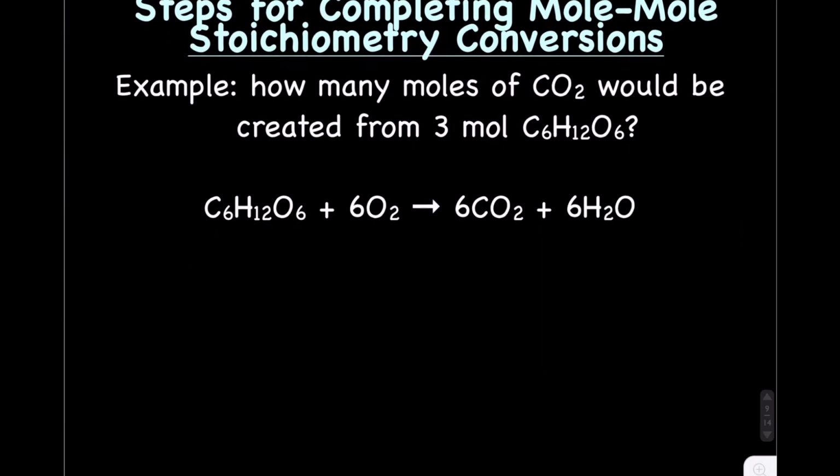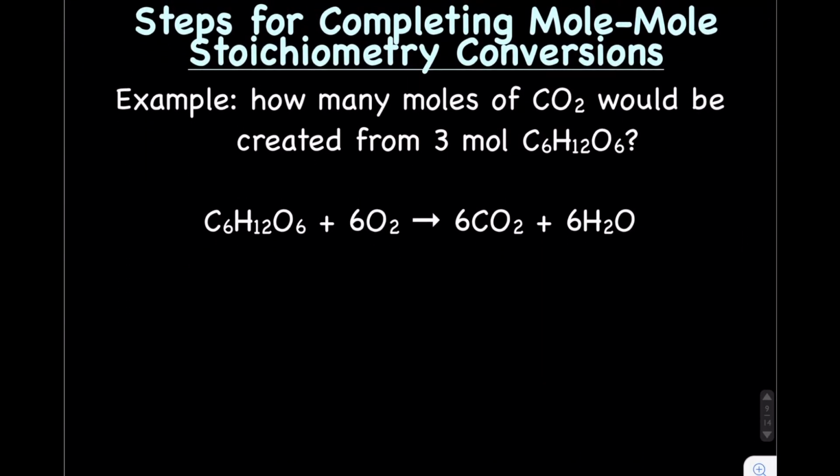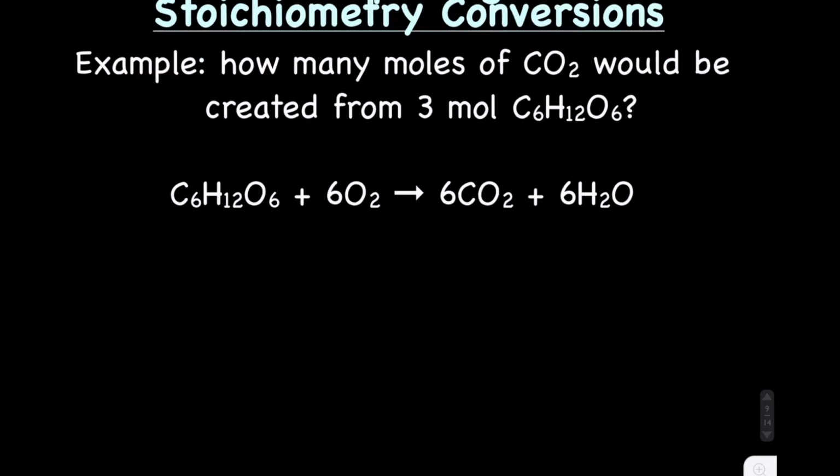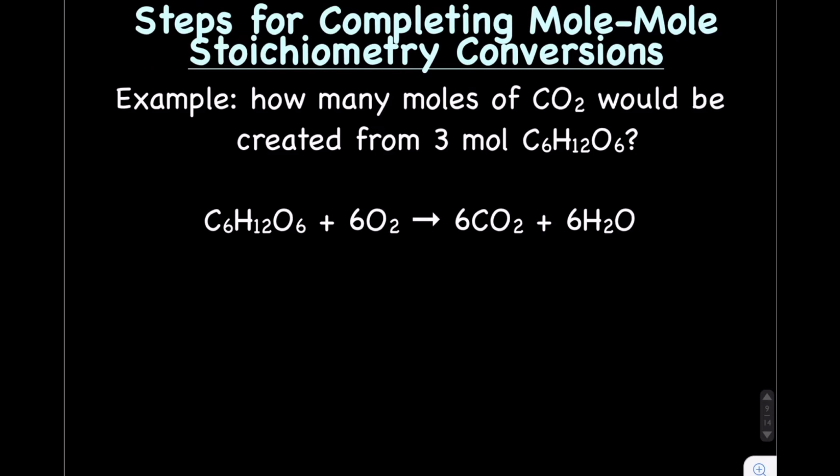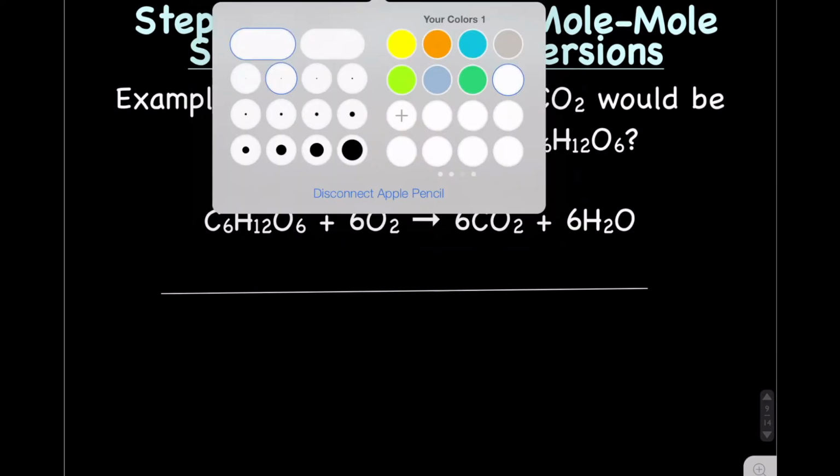So the steps for completing mole-mole stoichiometry conversions. The example we're going to use is how many moles of CO2 would be created from 3 moles of C6H12O6, and we have the same balanced equation. The very first step is to set up the grid and write the given over 1. Same thing we've done in the past. So we'll set up our grid.